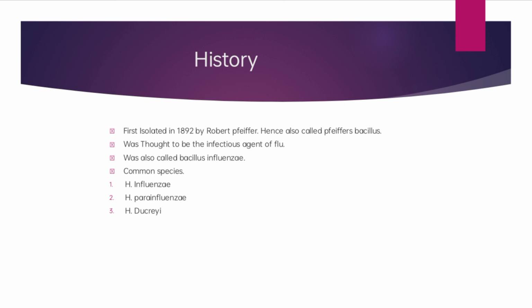History. Haemophilus influenzae was first isolated by Robert Pfeiffer in 1892. It is also called Pfeiffer's bacillus. He thought it was the infectious agent of flu. It is also called Bacillus influenzae.